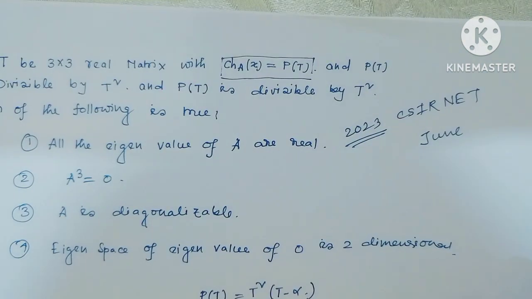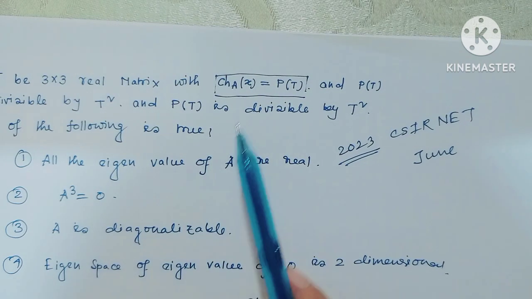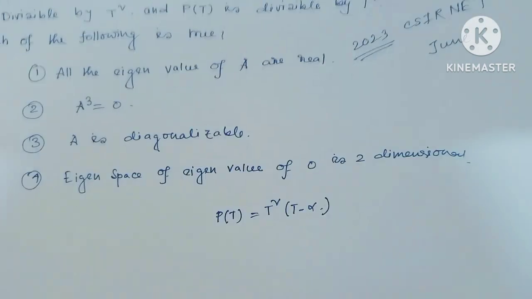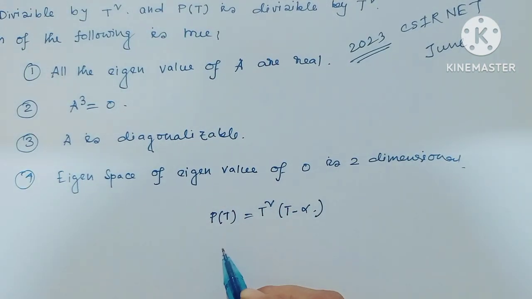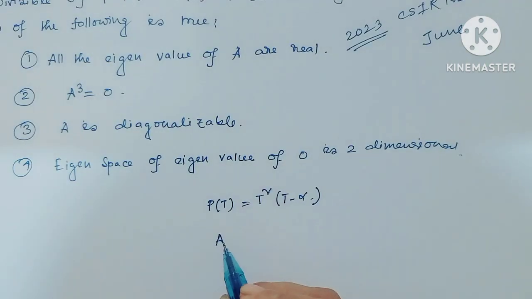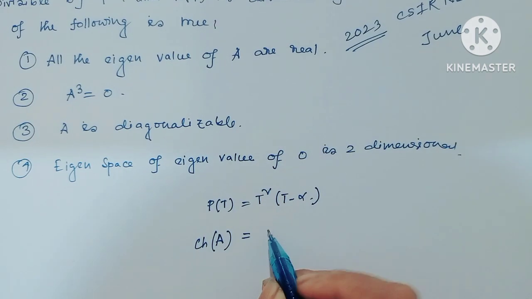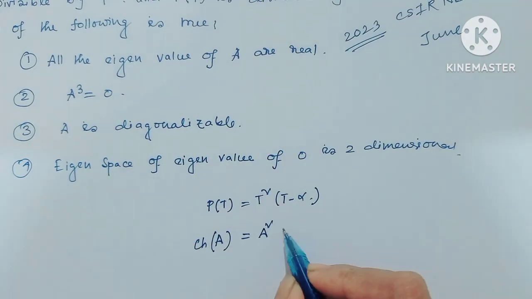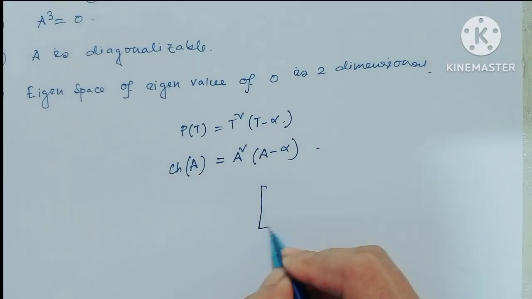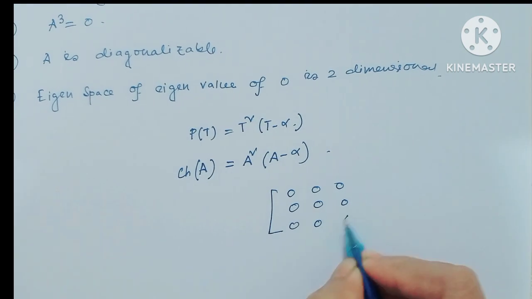Here the question is about A, and the characteristic polynomial of A is equal to P(t). So the characteristic polynomial of the matrix would be of this type: t square times (t minus alpha). That means the matrix A would be of this type: 0, 0, 0, 0, 0, 0, 0, alpha.